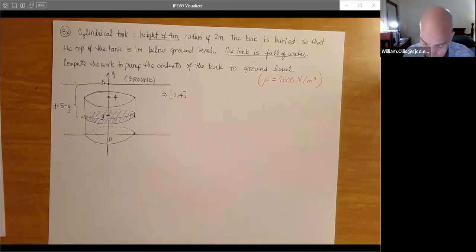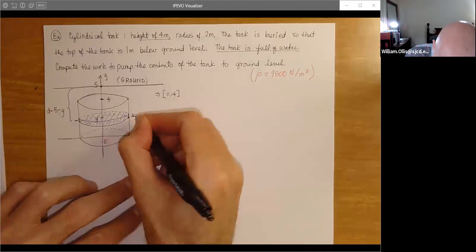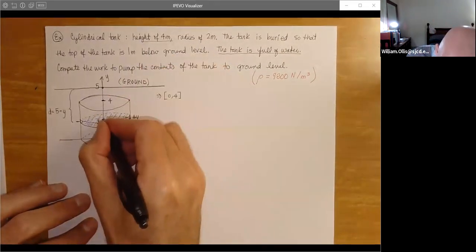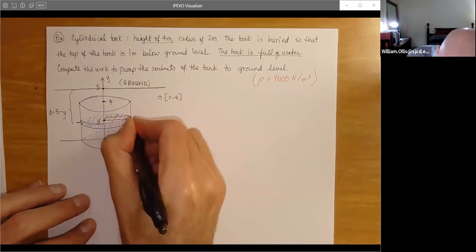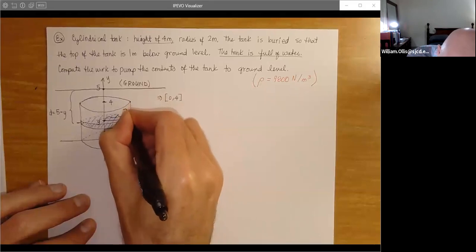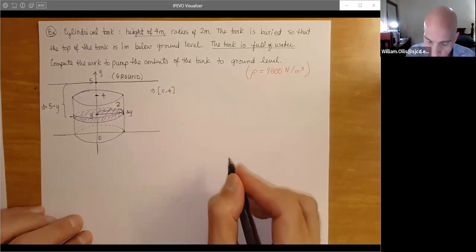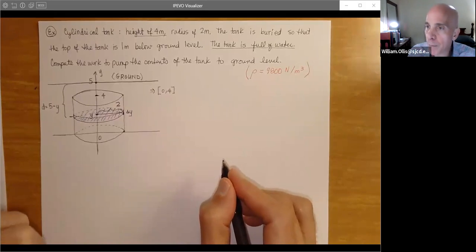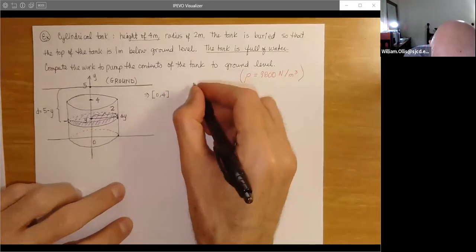So now we have a delta y. And then if you like, we can go ahead and mark in the radius. The radius here is 2. And so you're thinking this reminds us of the disk method. So again, we've got a fairly straightforward volume setup, just like with the rectangular tank. So what does this give us?